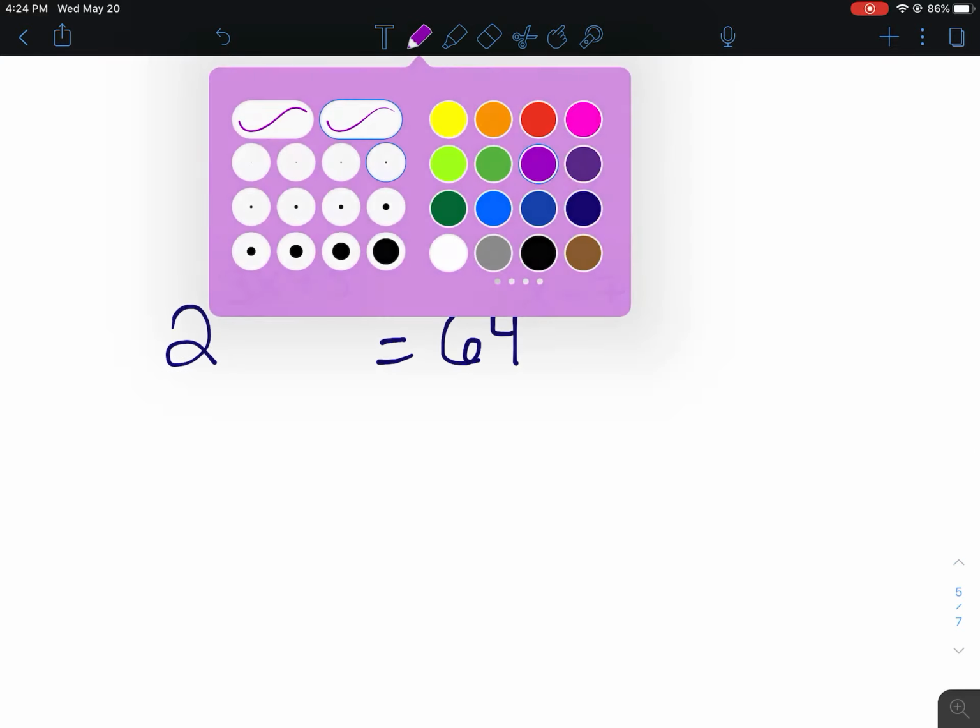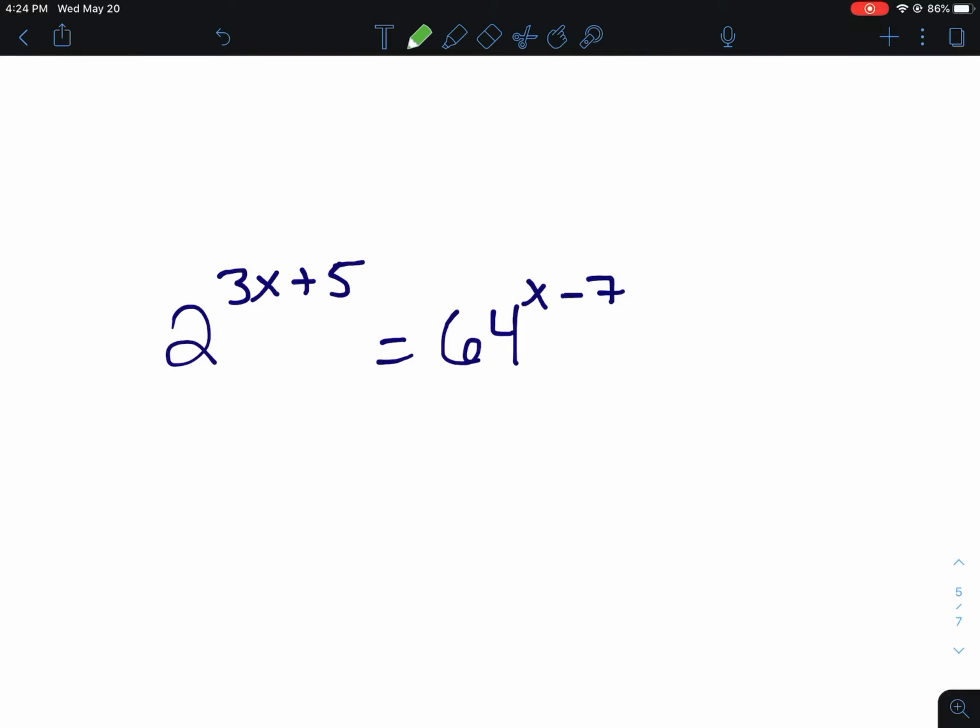Let's try another, again, a little trickier here. So we have 2 to the 3x plus 5 power and 64 to the x minus 7 power. So I'm trying to think about making them the same base. Well, 2 is a small prime number, and we can't really go any lower than 2. So we have to think about rewriting 64 as 2 to the something power, right? So if you remember from before, we did all the powers of 2. 2 to the 5th was 32, and 2 to the 6th gave me 64.